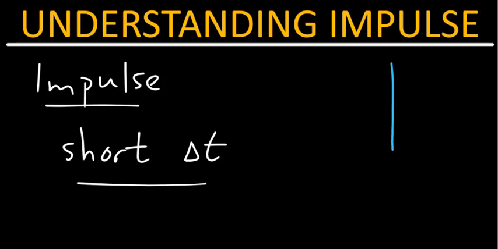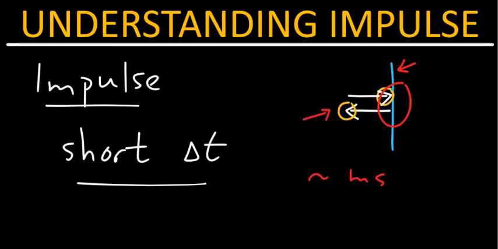Let's assume you have a wall and you have a ball that is approaching that rigid wall, and at some point in time it will come into contact and collide with it. Then it will rebound in an opposite direction. So the collision between the ball and that rigid wall takes place for a very small amount of time, in the range of, let's say, milliseconds. You can also assume this duration as the contact time between these two objects.